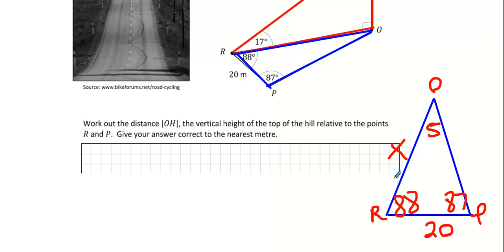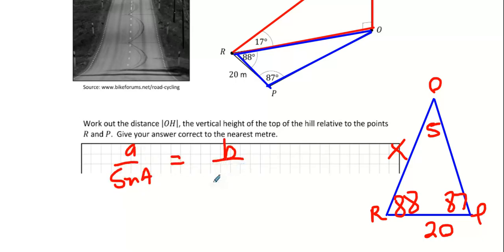Can I use Pythagoras' theorem? Or SOHCAHTOA, sine, cosine, tan? No, SOHCAHTOA only works for right angled triangles. My only two options are the sine rule and the cosine rule. I'm going to start off with the sine rule. Sine rule is this.